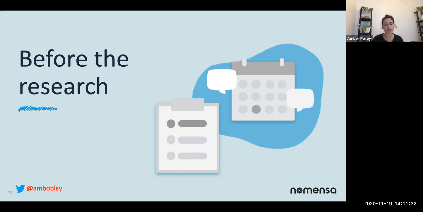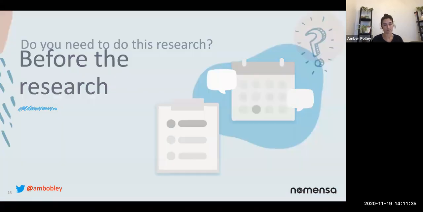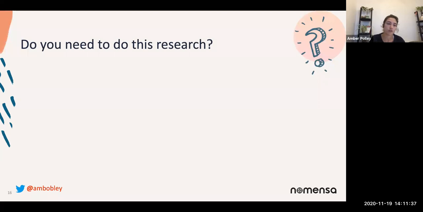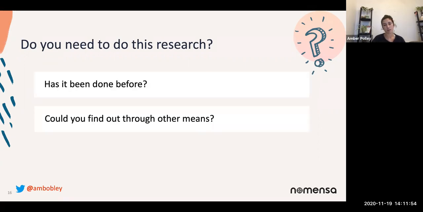Before the research is a lot about planning and your setup. To begin with, before you've even started planning, you really need to think about whether you need to do this research. What other information is out there? What other data can you draw on that means you don't have to go out to this particularly vulnerable group of participants and ask them about this again? Could you get the information through less invasive, self-reporting means like surveys or questionnaires? Could you analyze the current data that's already out there?